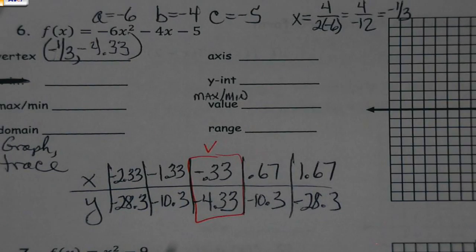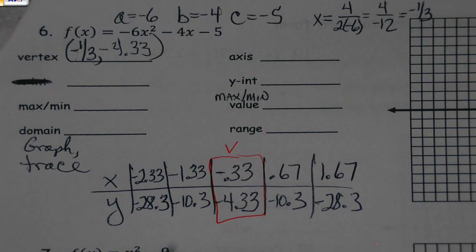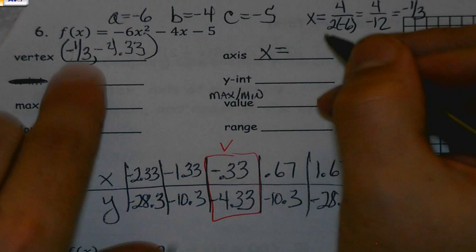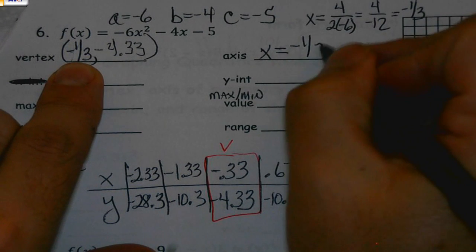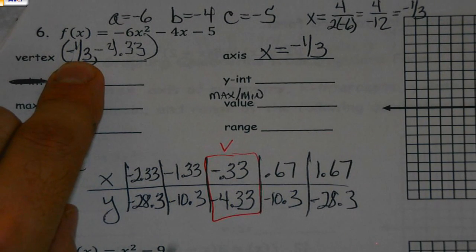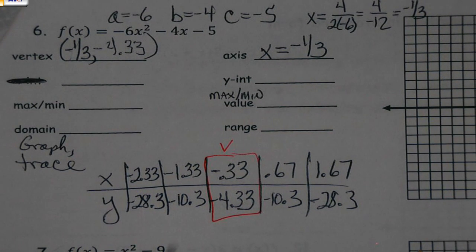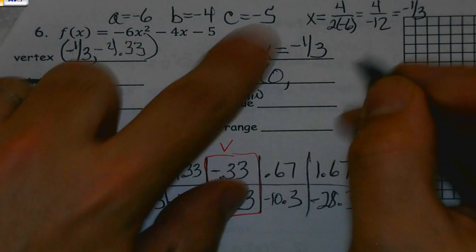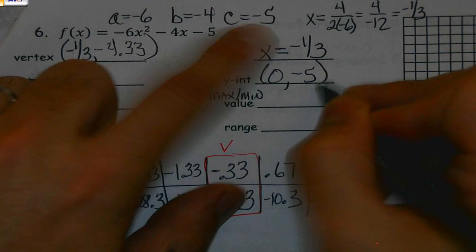So once we get that situated, my axis of symmetry, once again, is going to be the x value of my vertex. We can get that in there. My y-intercept, which might actually be the simplest thing we get to deal with on this problem, 0 in my c value.